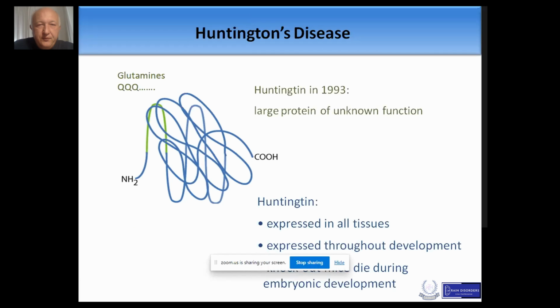So what we know about the Huntington gene: it was cloned in 1993. However, we still don't know what it does. And we know that it is expressed in all tissues and is also expressed throughout development. And we know from mouse studies that if you knock it out completely, the embryos die at day 8.5.